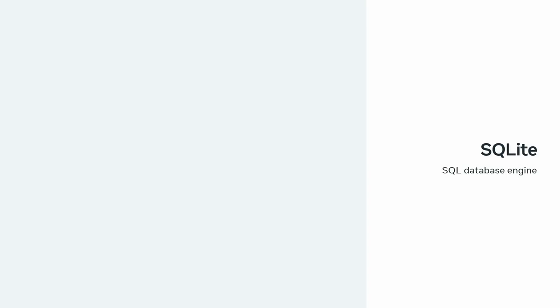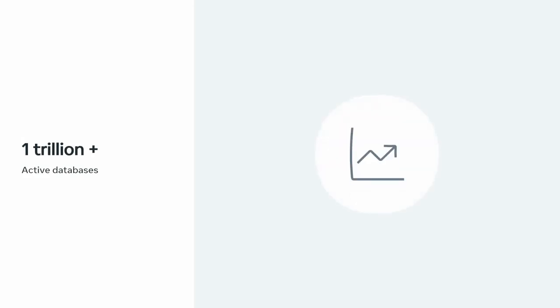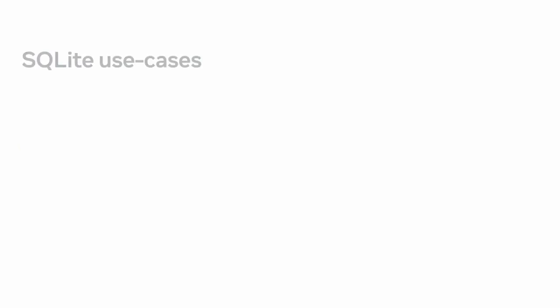SQLite is a small, fast, full-featured SQL database engine. It is written in C and it is open source and free for anyone to use for any purpose. SQLite is perfect for when you want to persist complex data which you later want to query. Because it works with SQL statements, it allows you to easily persist, update, delete, or read data. In fact, SQLite is so useful that, according to the SQLite website, there are currently over 1 trillion SQLite databases in active use. You will find many opportunities to use SQLite.